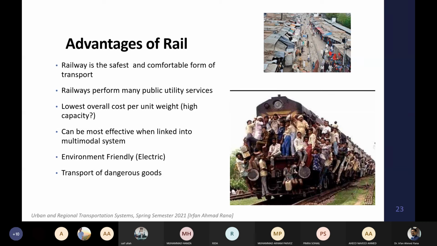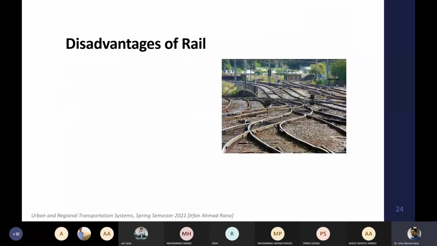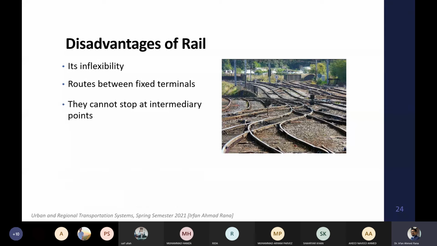Anyone? No. Okay. Inaccessibility, routes are fixed. Yes, Sharia. Sir, it is not good for short distances. Yes, short distance. Obviously, for short distances, yes, you're right. You can't own a private train. It has special needs for maintenance and equipment loading and unloading.